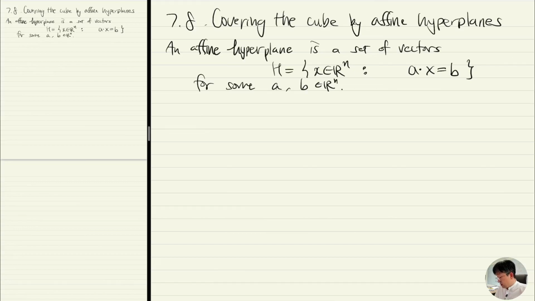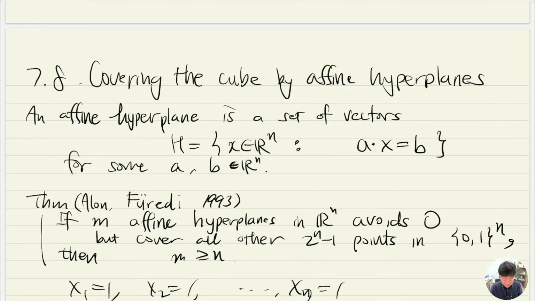Okay, let me point out that there was a typo. b is not a vector, right? Let me fix it. b is in R, of course.